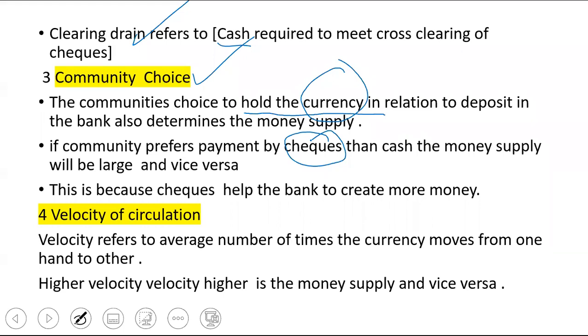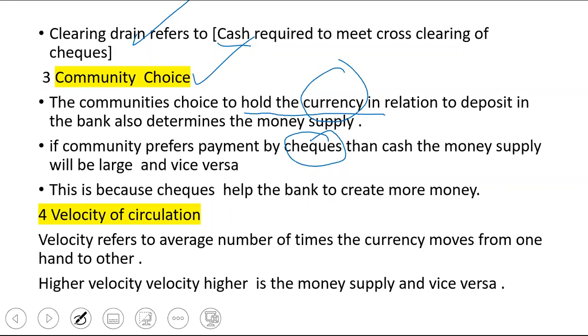When Canara Bank receives the check, it is easy. That check has to be cleared once. A check is a demand instrument, and clearing it takes 1-2 days. Afterwards our Union Bank gets that money. That is the meaning of the community's choice, whether the community likes to hold money or likes to choose check.